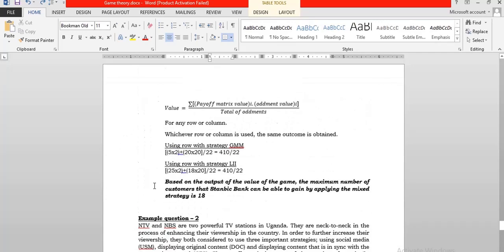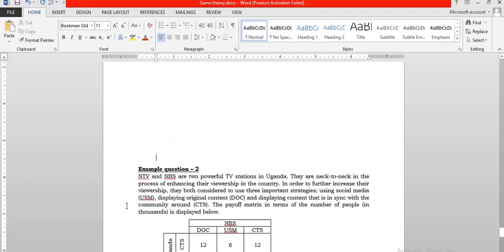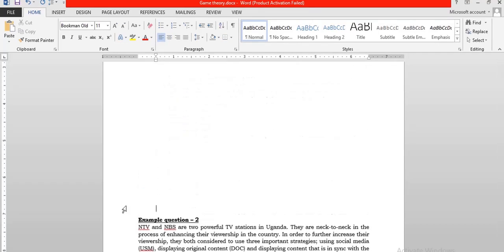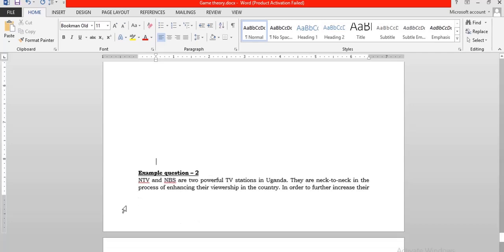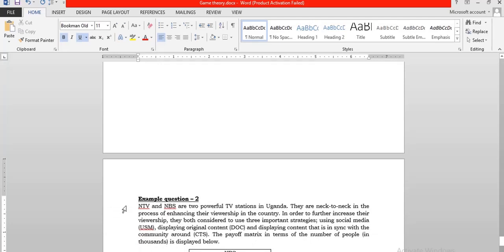Now we have seen the different examples. Let's look at another example whereby you may not have any of these oddments, or you may not have the saddle point. You may also not have the dominant strategy. We're going to look at all those things by testing.